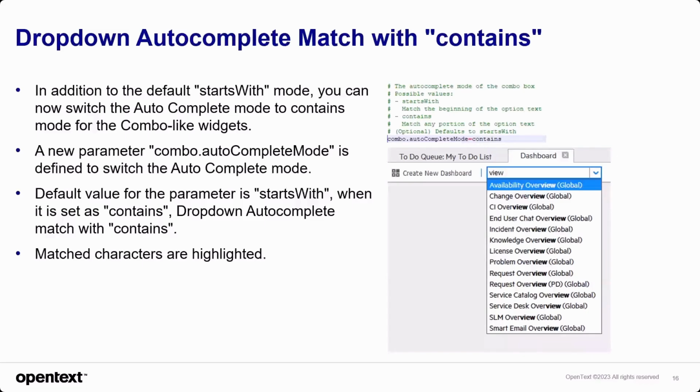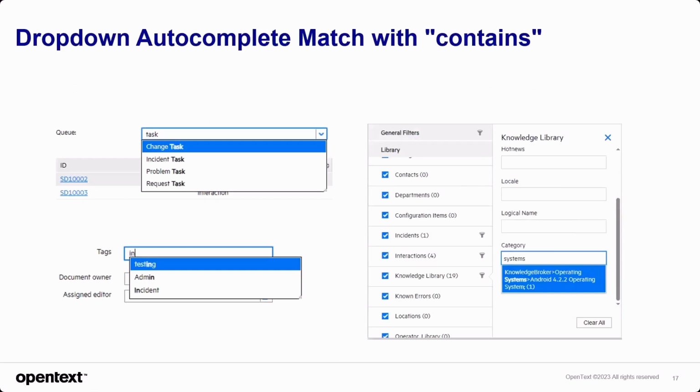We still keep that as starts-with, but the customer has the flexibility to switch to the contains mode. As you can see on the current screen, the matched characters are also highlighted here in the contains mode. And here are several more samples of this new drop-down autocomplete behavior. We support all the combo-like widgets, including the widget in the smart search.